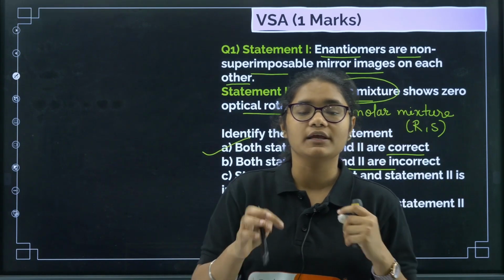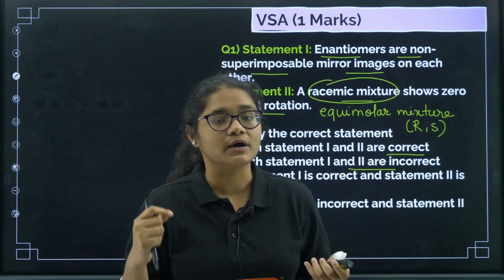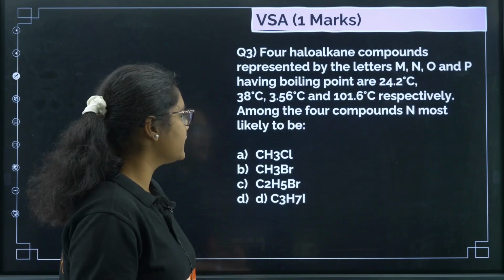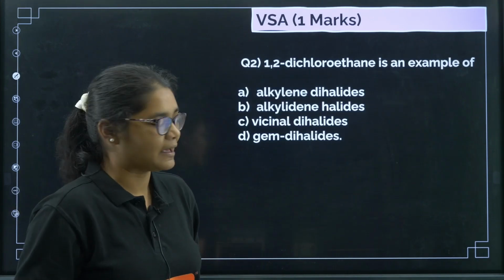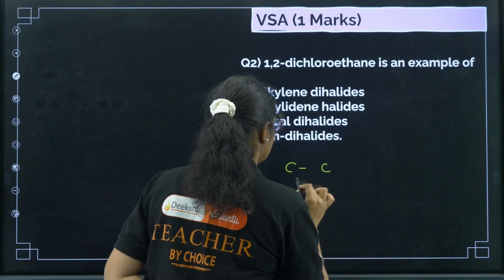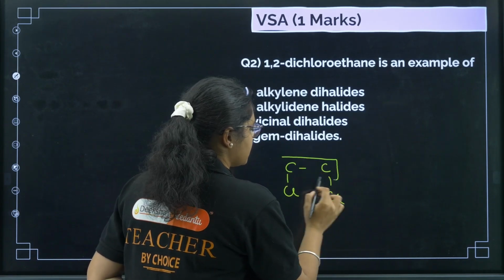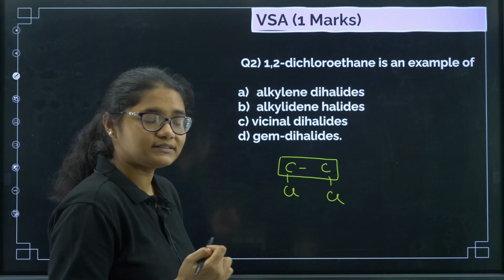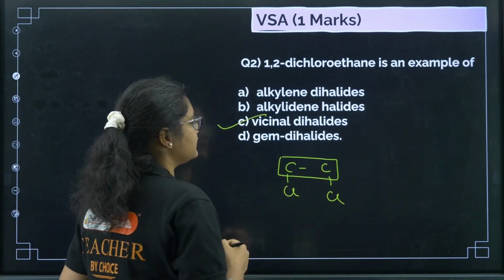Okay, in this way you can know which questions you are able to solve and which questions you are unable to solve. Next, let us go to question number 2. 1,2-dichloroethane is an example of. So if you see 1,2-dichloroethane, what is happening here? Two chlorines are present on the adjacent carbons, and that is your vicinal dihalide.